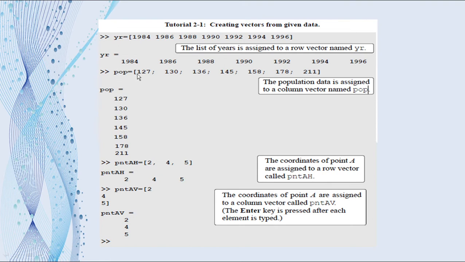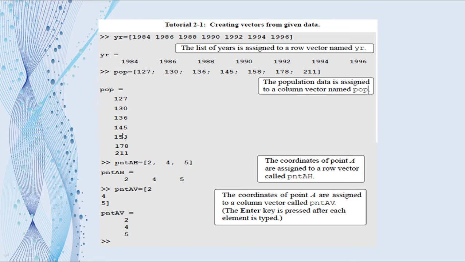POP is equal to left square bracket, and then each and every element is separated by a semicolon. When you put a semicolon between the elements, the next one comes on the next line so that it looks like a column. So here the values were row wise, and here you have them column wise.